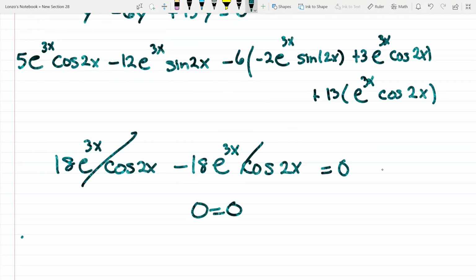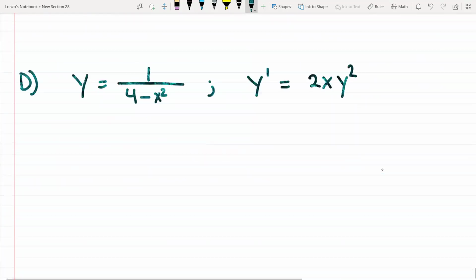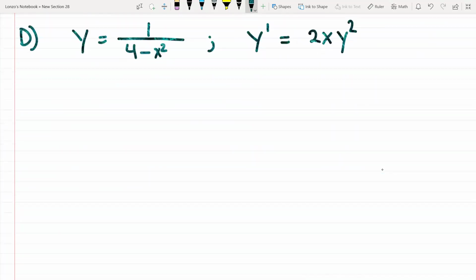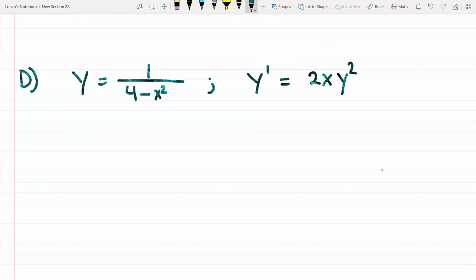Okay, one last one. So we have y equals 1 over 4 minus x squared, and the differential equation is y prime equals 2x y squared. So let's see if this is an actual solution. We have y, but we don't have y prime. I don't want to do the quotient rule, so I would rewrite this as parentheses 4 minus x squared to the -1, and then I would just take the derivative from there.